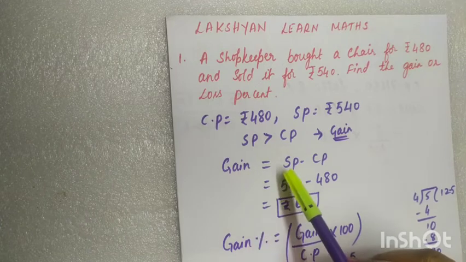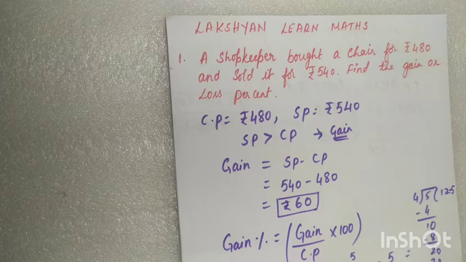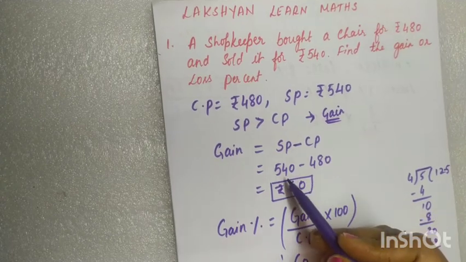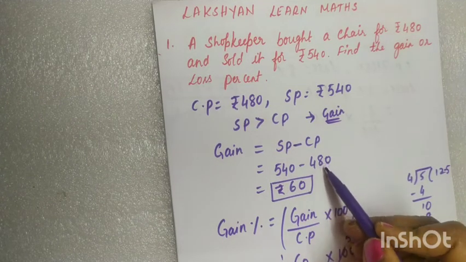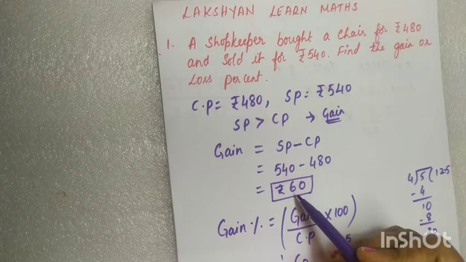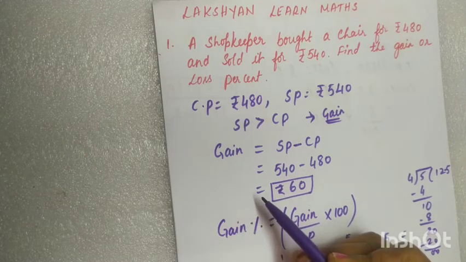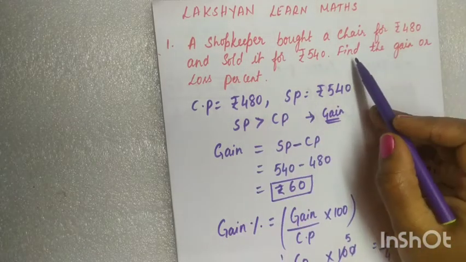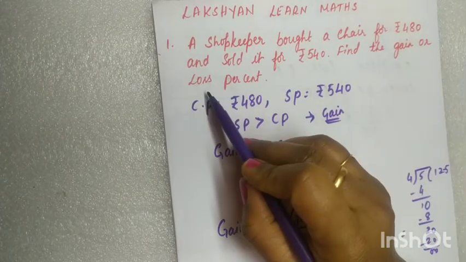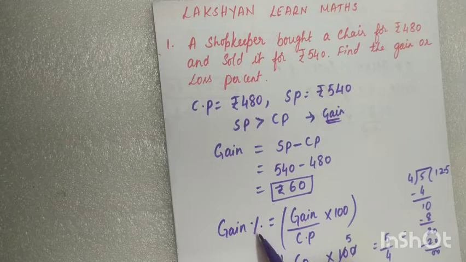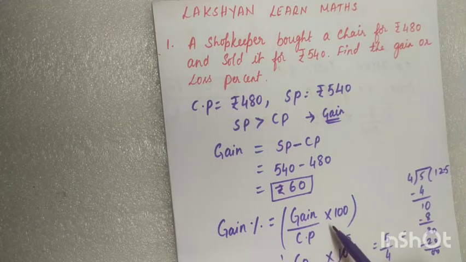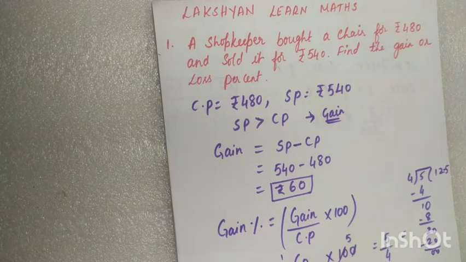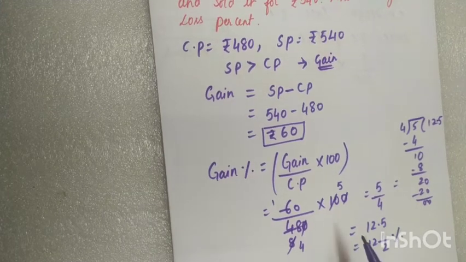So here what is the gain? Gain is equal to selling price minus cost price, or profit is equal to selling price minus cost price. So here selling price is rupees 540 minus cost price, 480. When you subtract you get rupees 60 as the gain, that is profit. Now here the question says find the gain percentage or loss percentage. So gain percentage is equal to gain divided by CP into 100. Now here what is gain? Gain is rupees 60 and cost price is rupees 480, multiplied by 100.